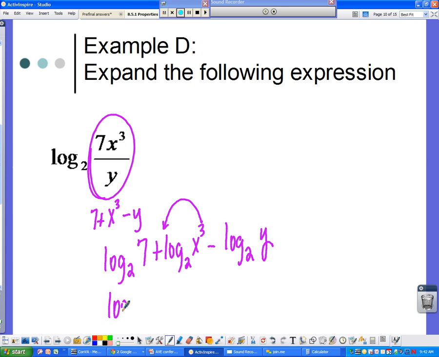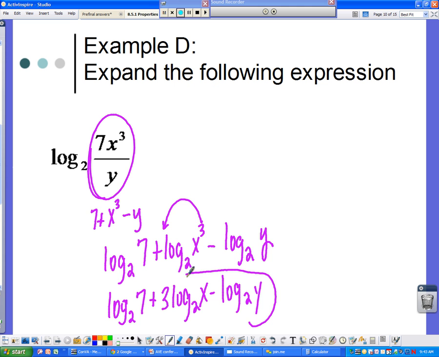So your final answer would be log base 2 of 7 plus 3 log base 2 of x minus log base 2 of y. Now in the process of writing this down, you could say, oh wait a minute, I can't have any x to the thirds, I want to pull that out front. So it is a case where you don't really need to write this step. This is the one that you would actually need to write.